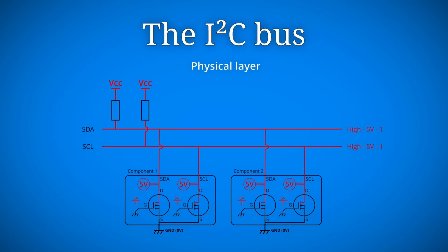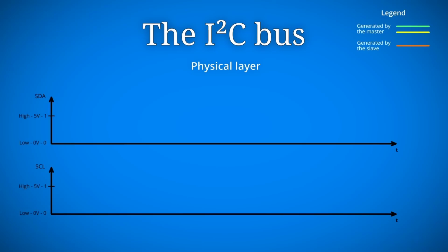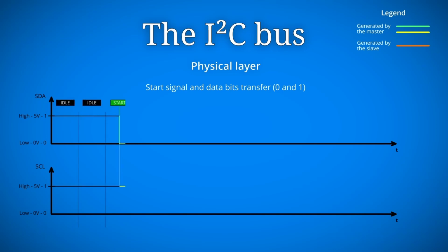When the I²C bus is not used by any component, it's in the idle state. All components must keep the lines in the high state. When a master wants to send a request using the I²C bus, it must first generate the start signal. It can only generate this signal if the bus is free, in idle. The start signal is generated by changing the state of SDA from high to low while keeping SCL in the high state.